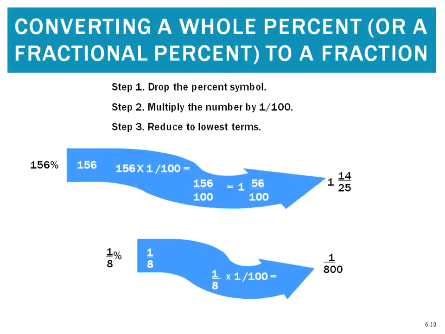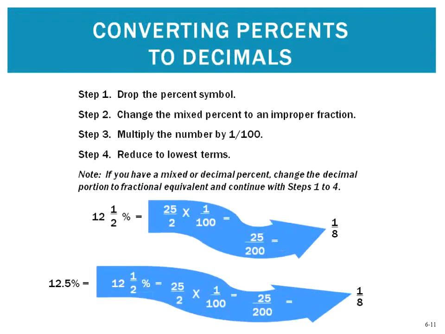So 1/8%. How do you convert that to a fraction? Right? This is a fractional percent to a fraction. 1/8. Number one, drop the percent symbol. Number two, multiply it by 1/100. Here's where you're not going to be able to put the divided by 100 because it's already a fraction. So multiply the top by 1, multiply the bottom by 100, and so it becomes 1/800. Reduce to the lowest terms. 1/800 cannot get any simpler than it is. It cannot be reduced any further. So the answer is 1/800.